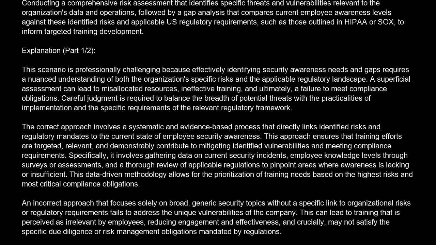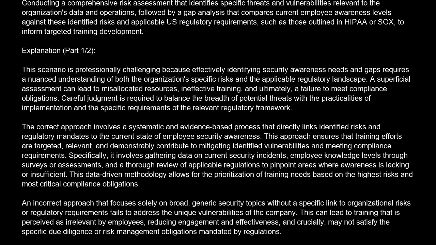Explanation. This scenario is professionally challenging because effectively identifying security awareness needs and gaps requires a nuanced understanding of both the organization's specific risks and the applicable regulatory landscape. A superficial assessment can lead to misallocated resources, ineffective training, and ultimately, a failure to meet compliance obligations. Careful judgment is required to balance the breadth of potential threats with the practicalities of implementation and the specific requirements of the relevant regulatory framework.